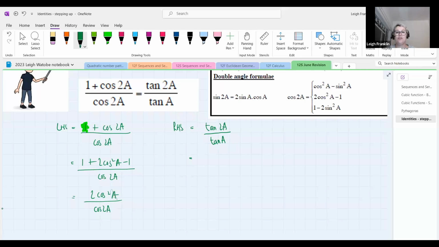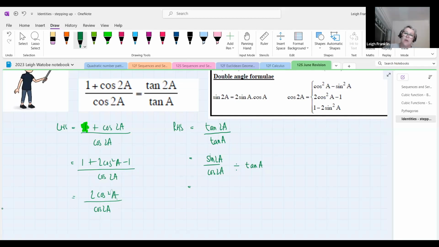Or what should I do with tan 2A? Ma'am, can't you make that sine 2A over cos 2A? Beautiful. So sine 2A over cos 2A. All right. And then the easiest thing for me to do with the tan A is rather than putting it underneath as a complex fraction, I'm going to write it here on the side. Okay, so divided by tan A.